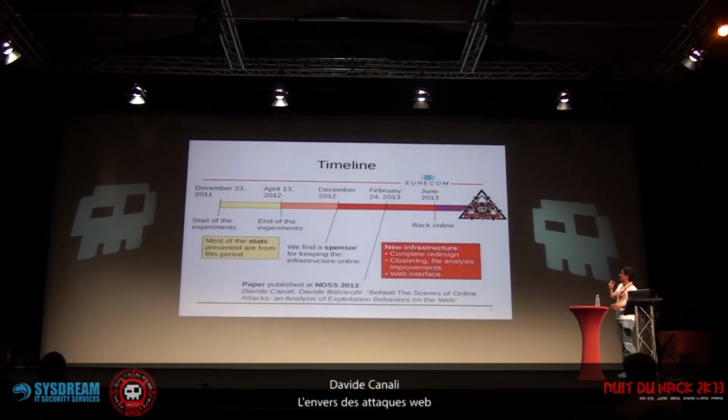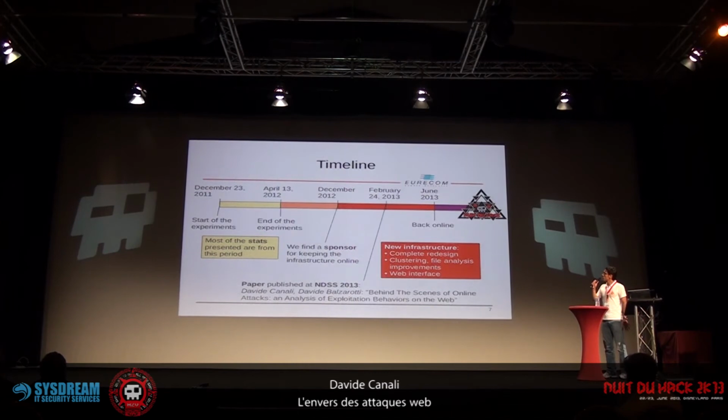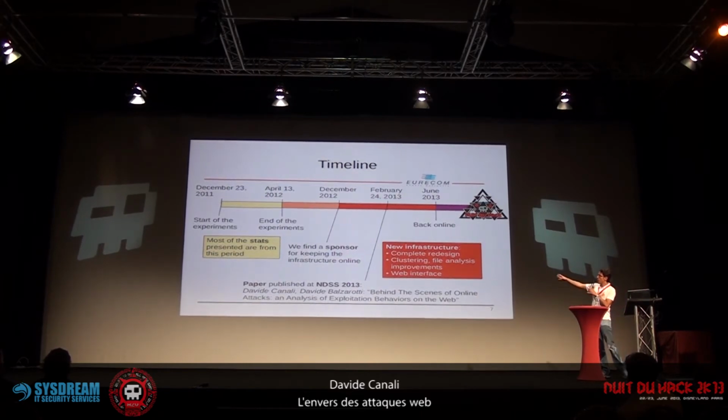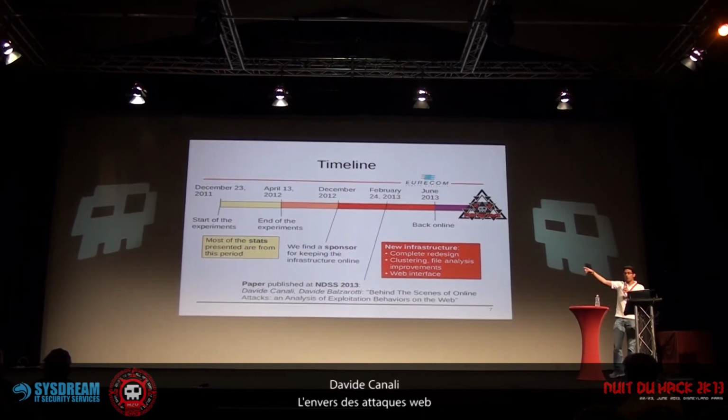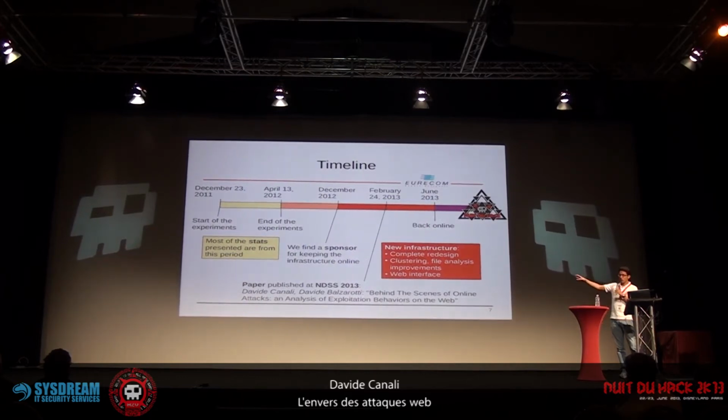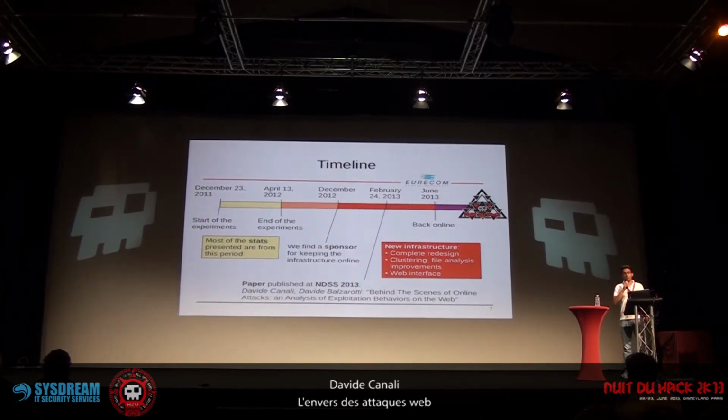So here's a short timeline of the project that spans about 1.5 years. We actually started back at the end of December 2011. That was the first part of the project. As you see in the yellow part, we ran our first experiment. We first put our honeypots up for about 100 days. During this period, we collected data, and so most of the statistics I'm going to present later are from this period, because we were able to do a very in-depth analysis of what we collected.